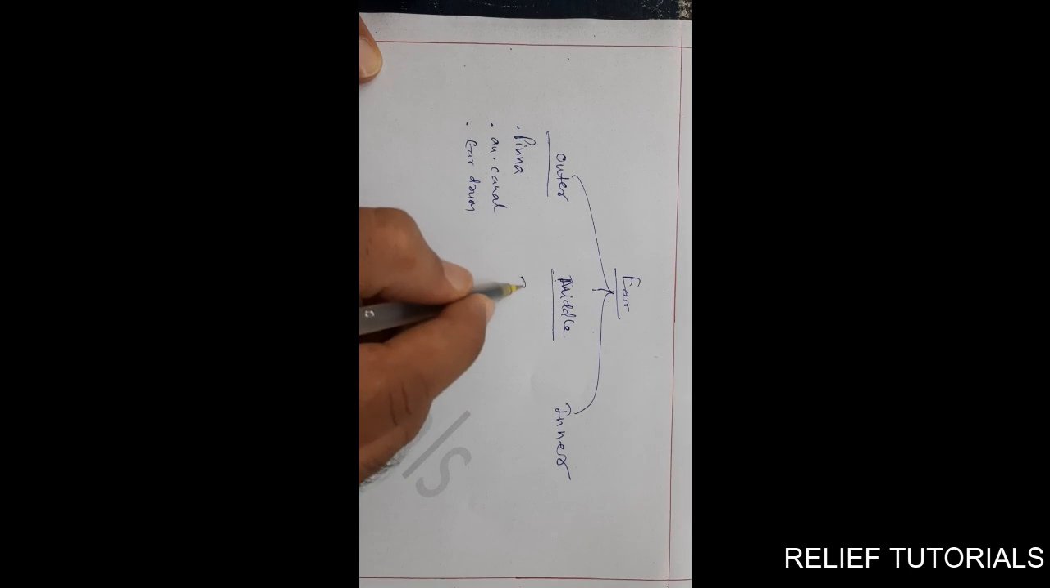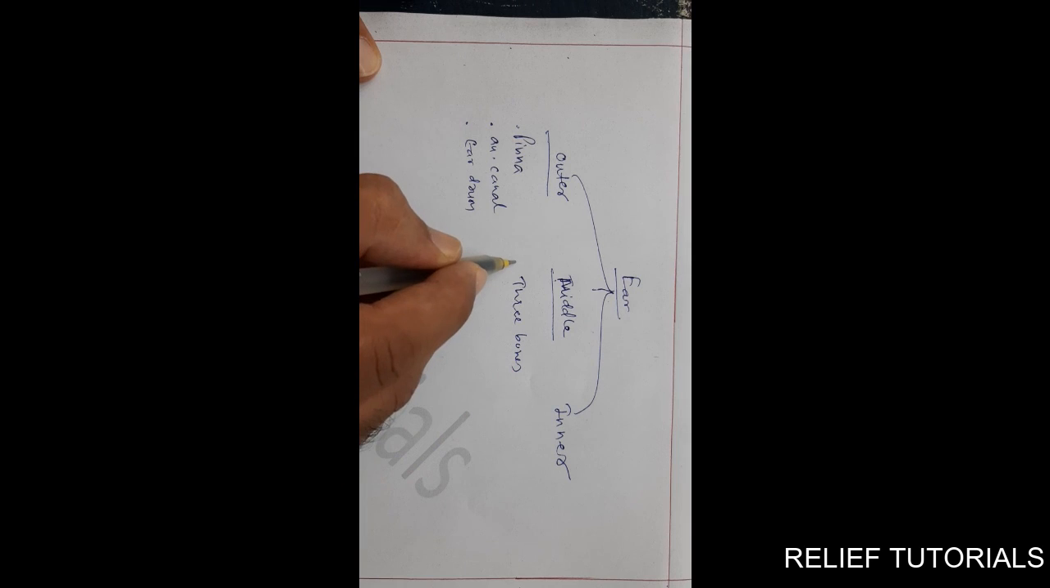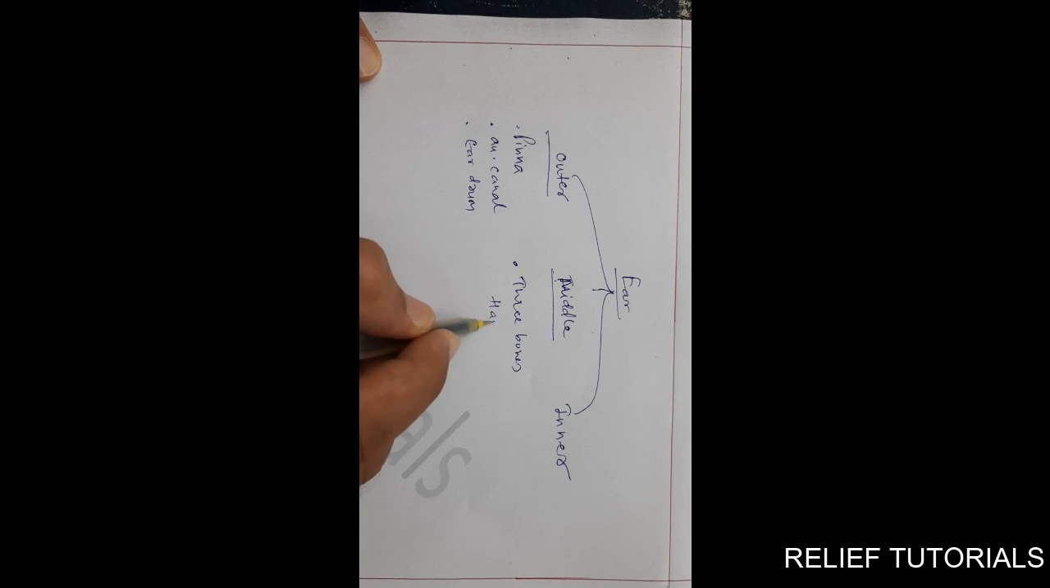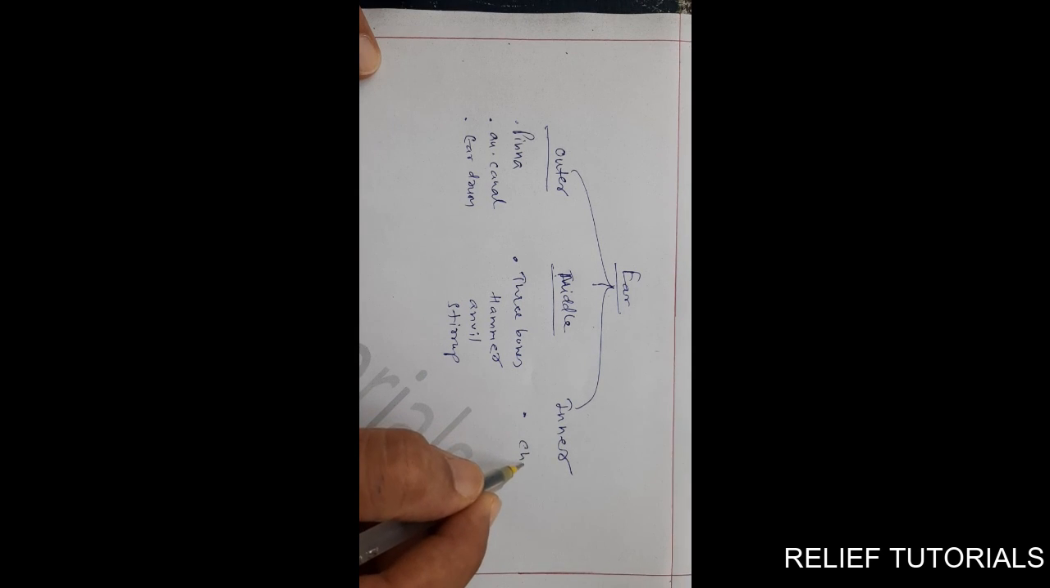In the middle ear, we have three bones. Importantly, hammer, anvil, and stirrup. And in the inner ear, we have two important parts: cochlea, spiral structure, and auditory nerves.